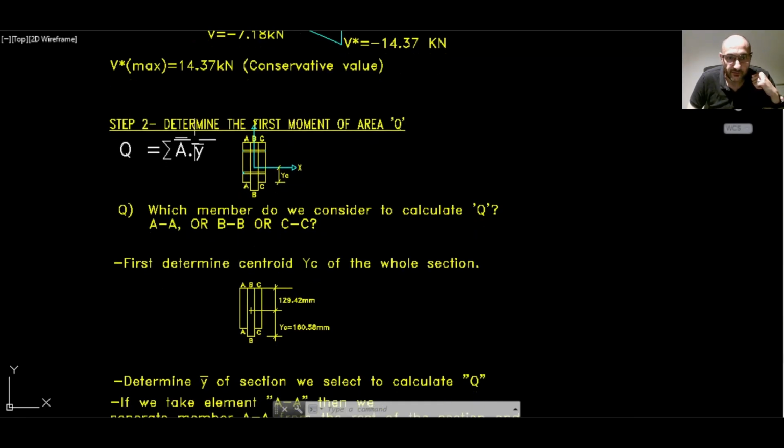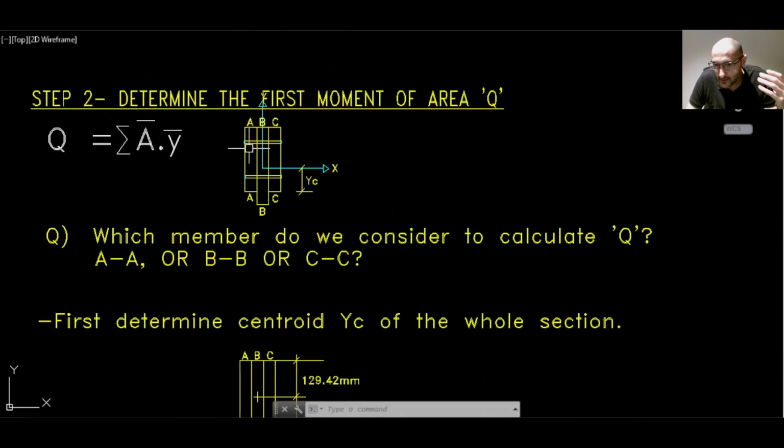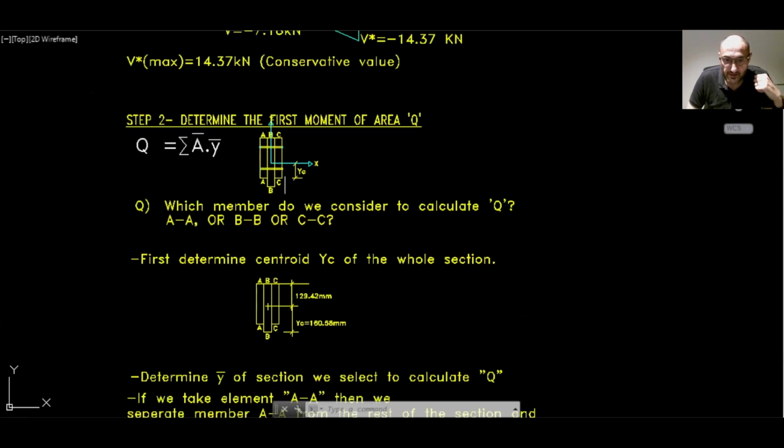Going down, now the second step is to determine the moment of area Q. And this is the tricky part in this kind of situation. Where do we take, which member do we consider to calculate Q about? Remember, I've noted it as AA, BB, and CC. So which member would you take Q about? Have a think about it. Well, to be honest, you can take it around any member, and we will display here how it works. I'll try to explain it as simply as I can.